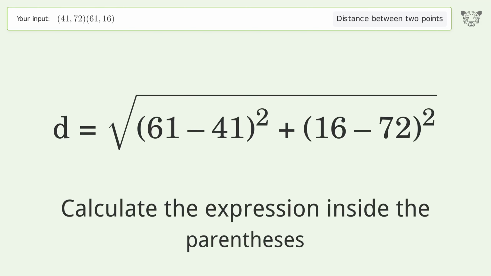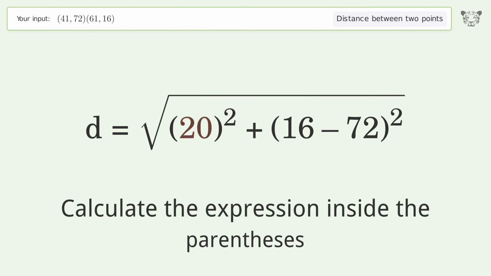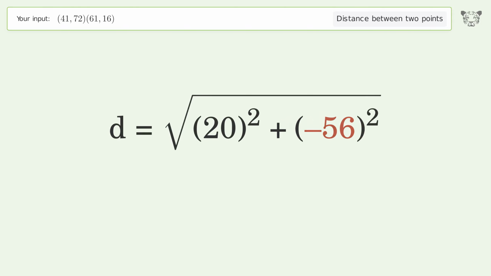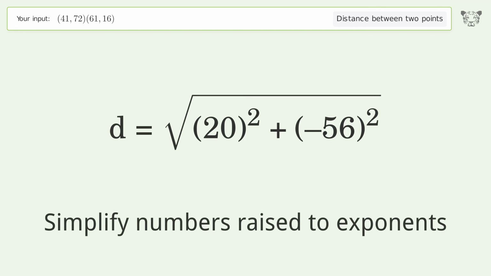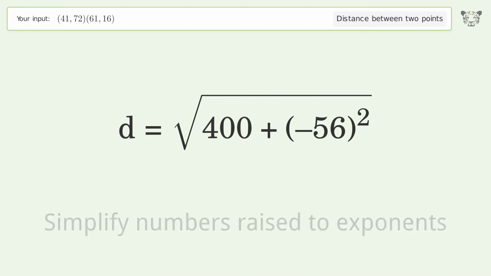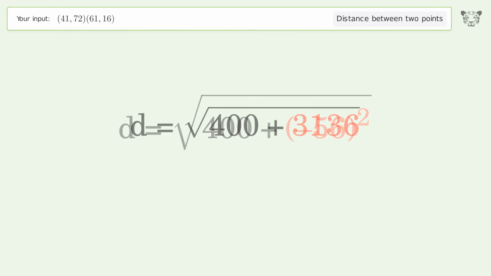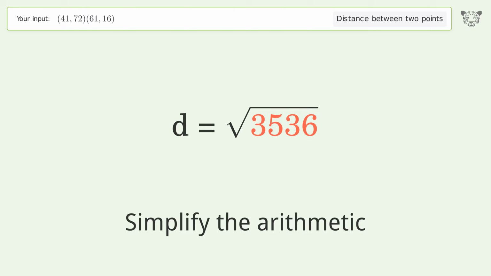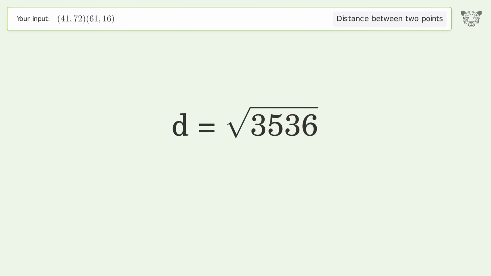Calculate the expression inside the parentheses. Simplify numbers raised to exponents. Simplify the arithmetic. And so the distance between the 2 points is the square root of 3,536, or 59.464.